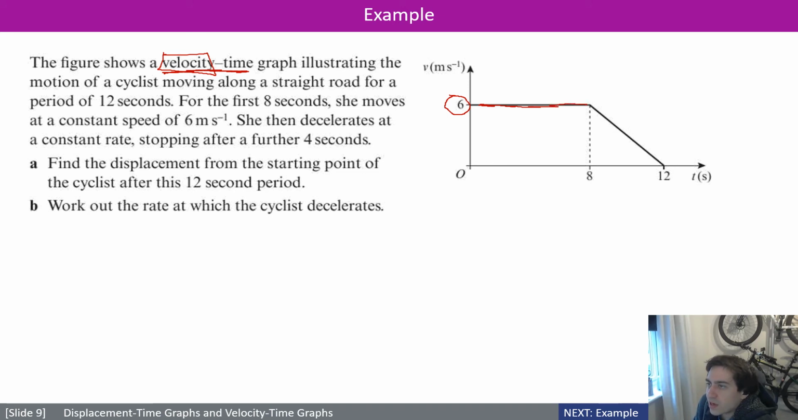She then decelerates at a constant rate. So that's a form of constant acceleration. It's just constant deceleration, stopping after a further 4 seconds. Right, so there's our deceleration. That's deceleration.